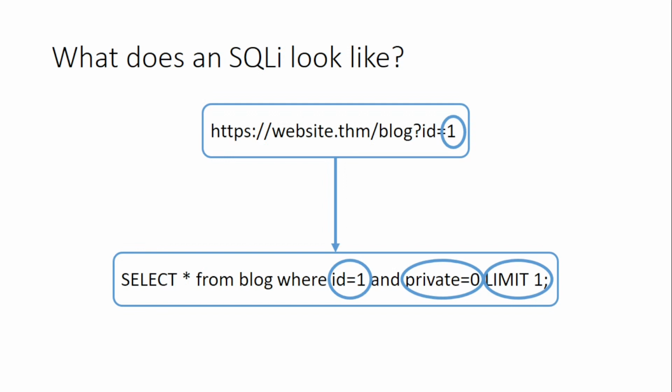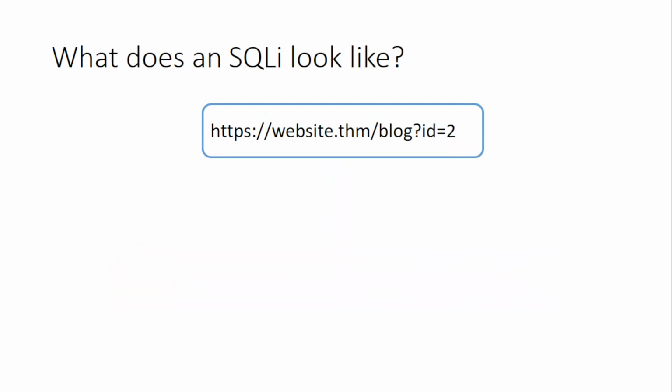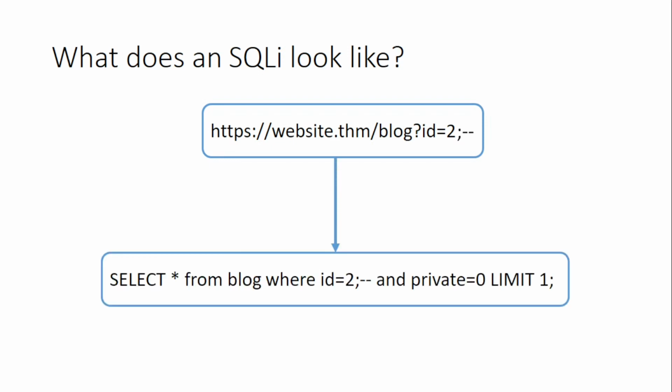So let's pretend that article ID 2 is still locked as private. So if we do this, it couldn't be viewed on the website. What we could do is add this, the semicolon dash dash, which would then produce this SQL statement.